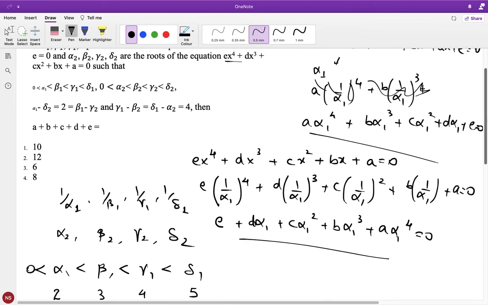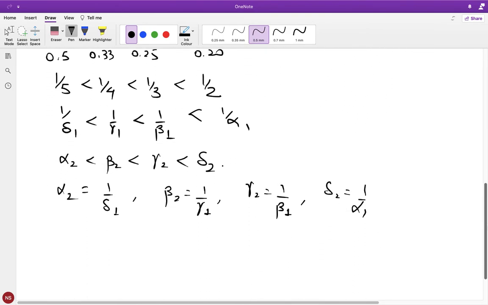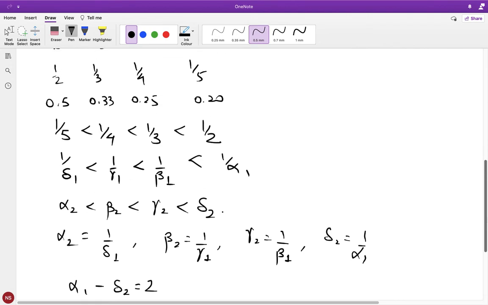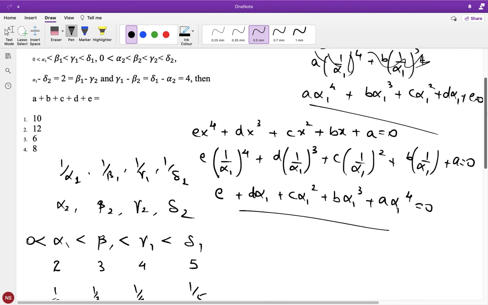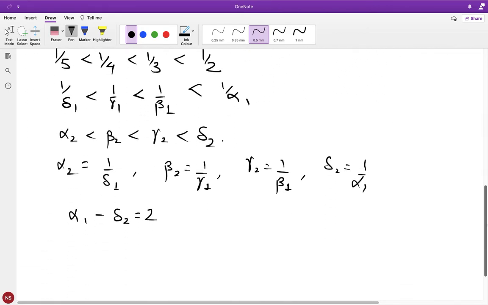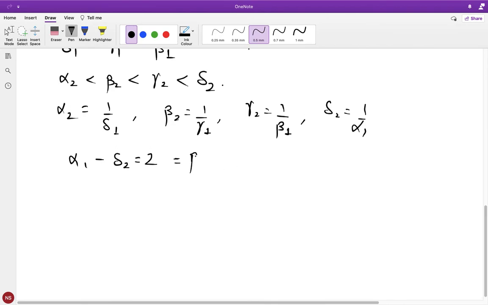Now let us look at the equations. Alpha 1 minus delta 2 is equal to 2, right? And beta 1 minus gamma 2 is equal to 2 as well. So from here we see that alpha 2 is equal to 1 upon delta 1 and delta 2 is equal to 1 by alpha 1. So I will put this value over here. So alpha 1 minus 1 by alpha 1 is equal to 2 and beta 1 minus gamma 2. Gamma 2 is what? 1 by beta 1. This is also equal to 2, right?